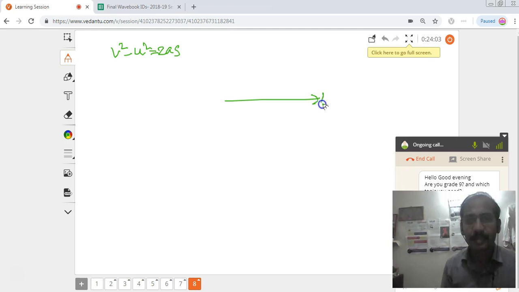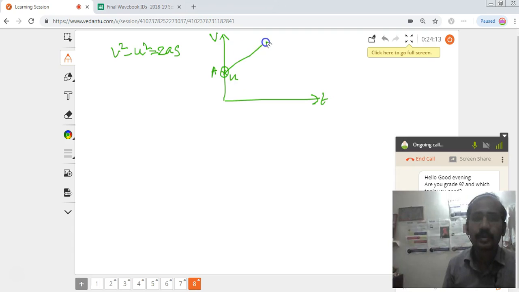On the x-axis time t, y-axis velocity v. An object from point A started with initial velocity u. It reached point B. It's a straight line, not a curved line. Point B has final velocity v in time t.